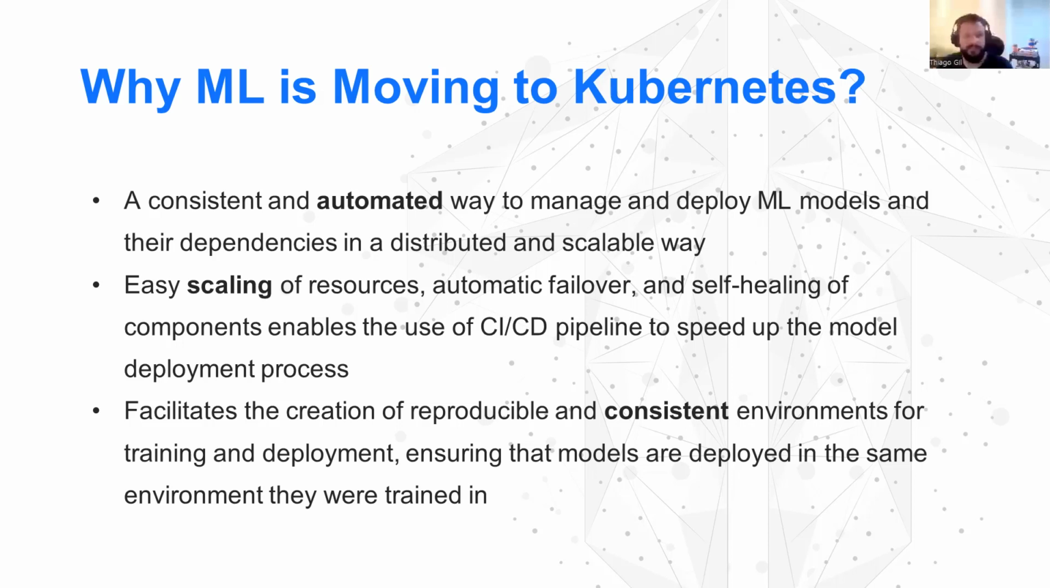ML is moving to Kubernetes because it provides a flexible and scalable platform for deploying and managing machine learning models. Kubernetes allows for easy scaling of resources such as CPU and memory to match the demands of ML workloads. Additionally, Kubernetes provides features such as automatic rollback, self-healing, and service discovery, which are useful in managing and deploying ML models in a production environment.